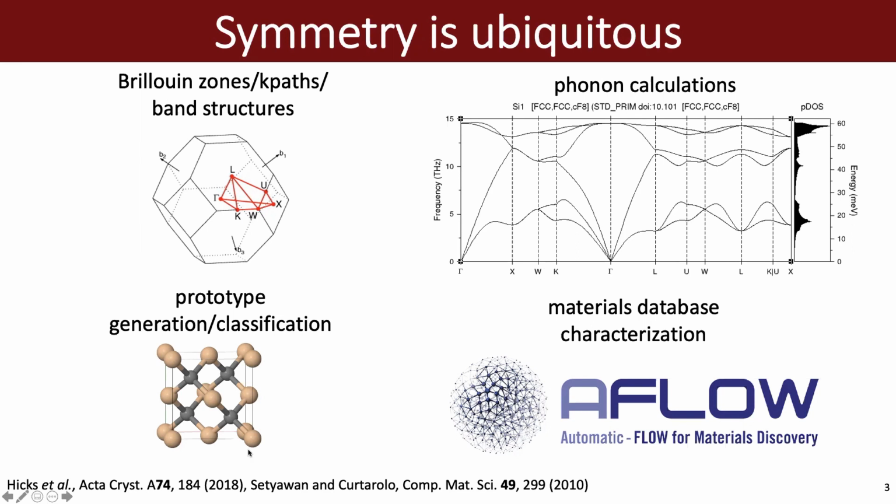We also use it for prototype generation and classification. We'll see this tomorrow morning, where if we want to label a particular structure, we typically refer to its symmetry characteristics. And finally, since we have this large AFLOW database, we want to characterize all of these materials by their space group, Pearson symbol, and many different symmetry attributes.